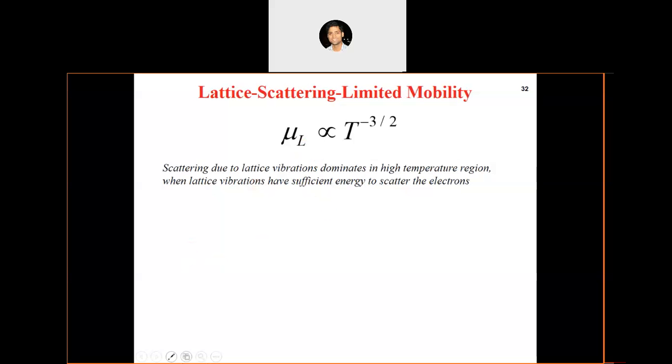So now if you remember, mu is equal to E tau by me, right?